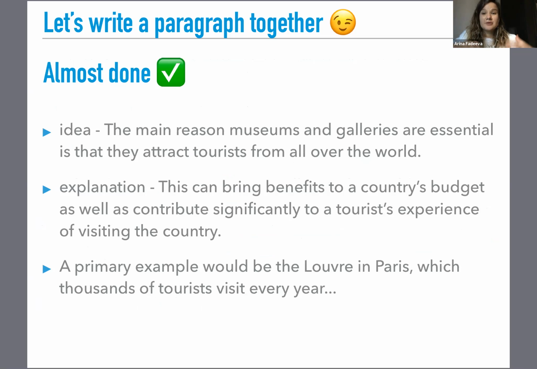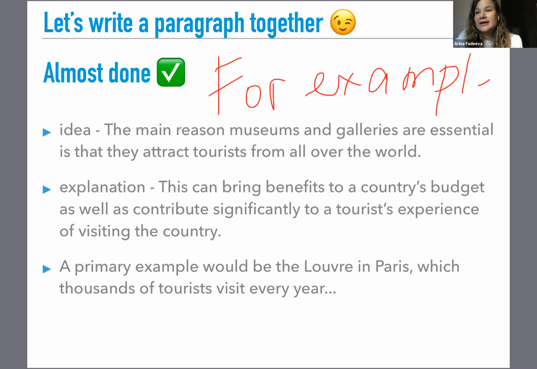All right. And of course, I use academic formal language here. You can definitely use a phrase, for example, to connect it. Yes. So when you want to exemplify something, it's a little bit easy. If you are aiming at 6 or 6.5, it's fine. If you are aiming at 7 and above, try to put the word example as a part of a sentence, and it would sound more sophisticated, more essay-like. A primary example would be the Louvre in Paris, which thousands of tourists visit every year. That was just my idea, and I'm pretty sure you guys have other ideas.